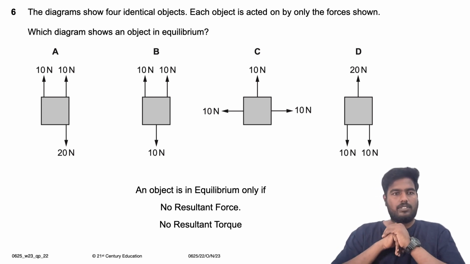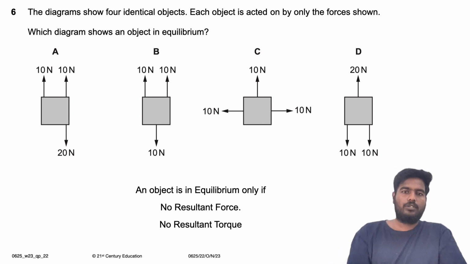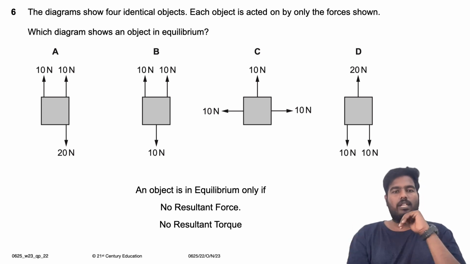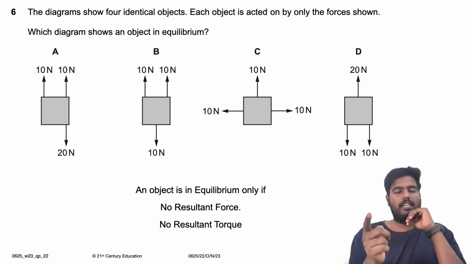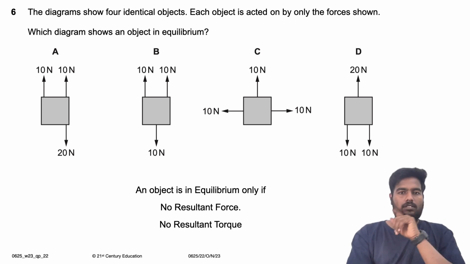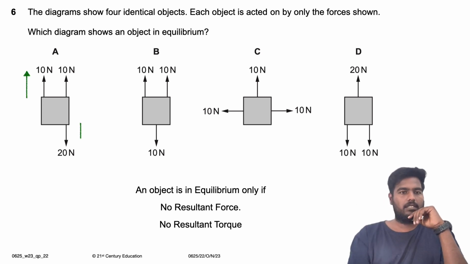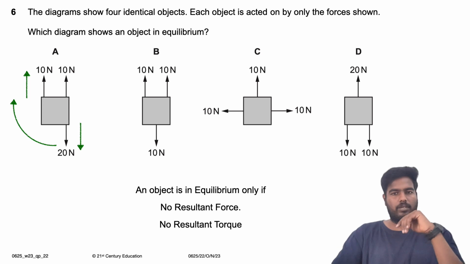So let's look at the first option. Two 10 newtons acting upwards and one 20 newton acting downward. But the 20 newton is acting downward to the right side. Okay, so only the 10 newton above will cancel, the remaining 10 newton will be there. So this object A will have a clockwise torque. Okay, so this has a torque, so this is not in equilibrium.